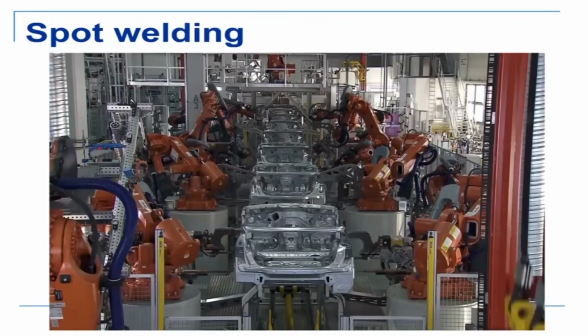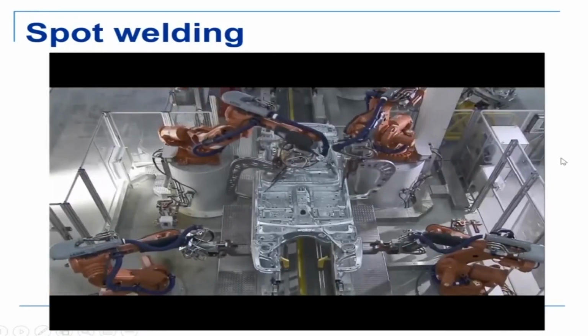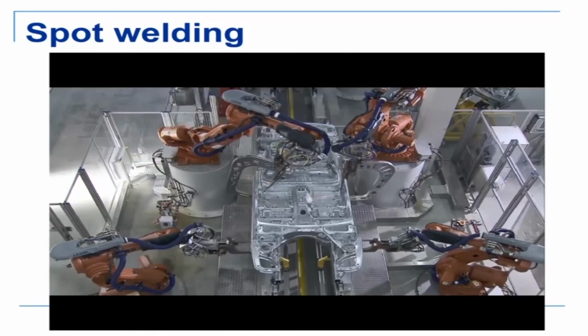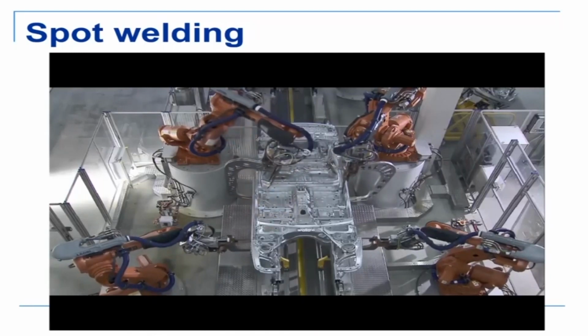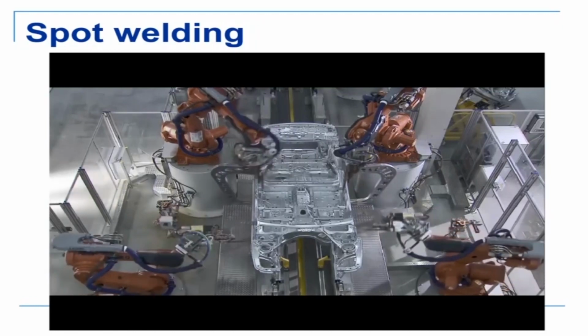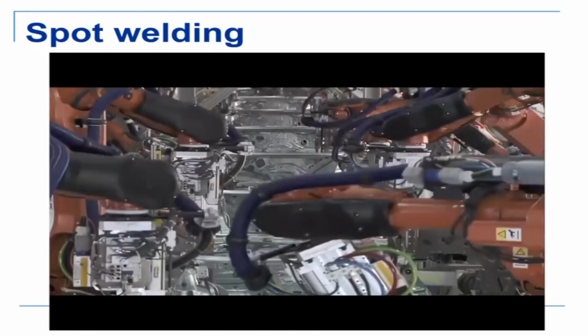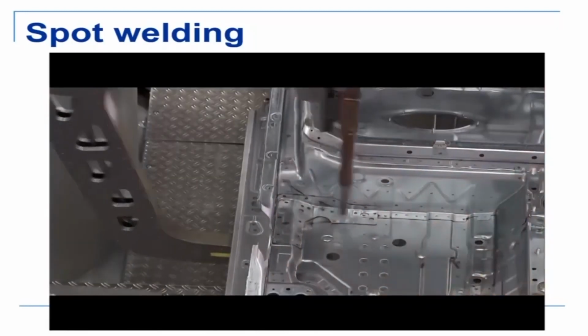Now this is an example of spot welding where we have the car's chassis, you can see, and there is a sheet at the side which is put onto the chassis, and there are multiple robots which are going and welding. You can see that there are 4 robots here. They are going to different areas, and they are doing the spot weld and coming out. This is how spot welding is done.